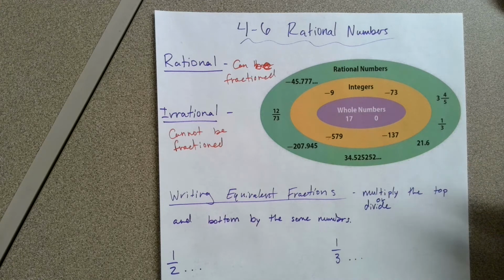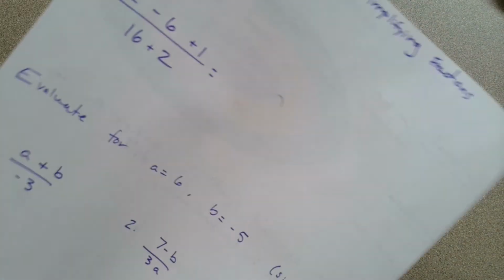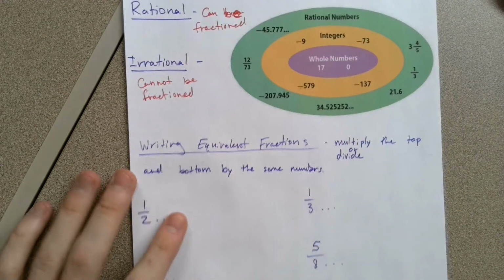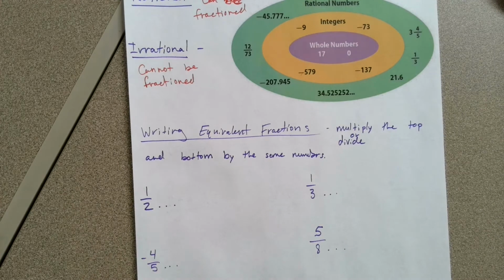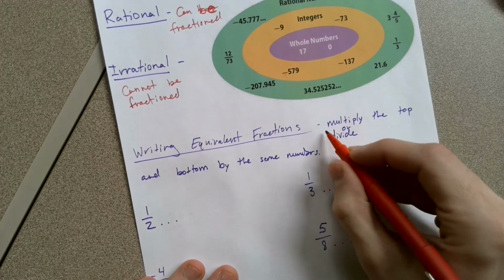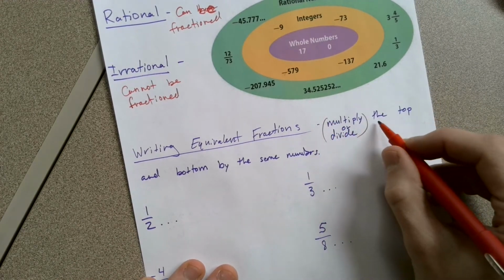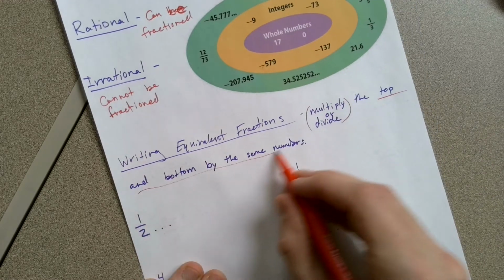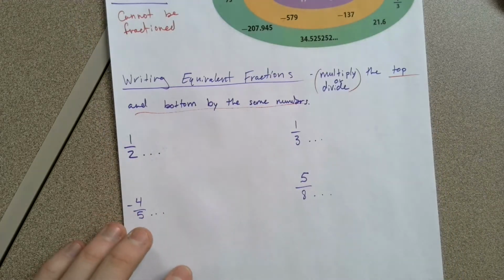So today we're going to be using rational numbers to do some things that we've already done: simplifying fractions, making equivalent fractions, evaluating. We're putting it all together. So the first thing I want us to do is write some equivalent fractions. This is your key step right here. Multiply or divide the top and bottom numbers by the same number. That's how we can make our equivalent fractions.